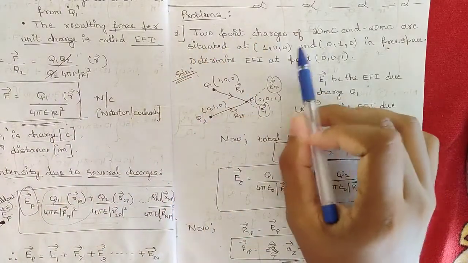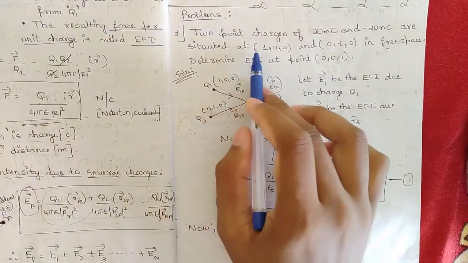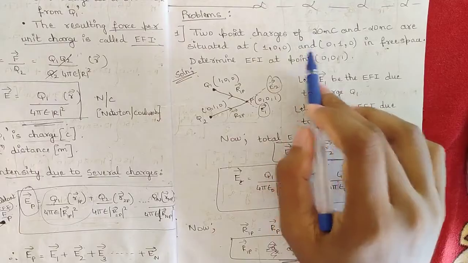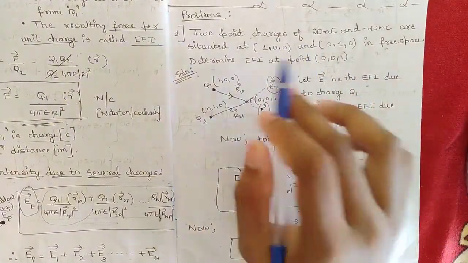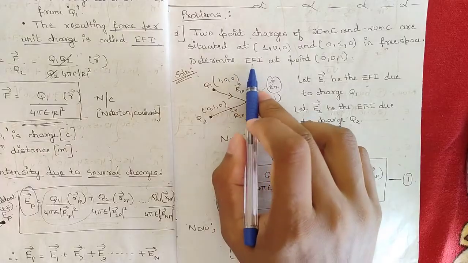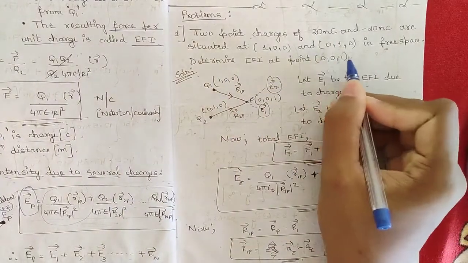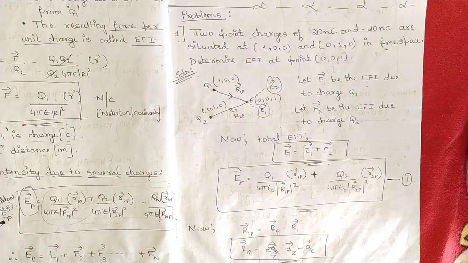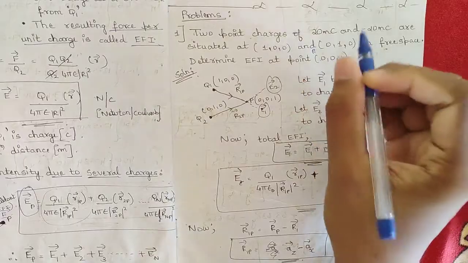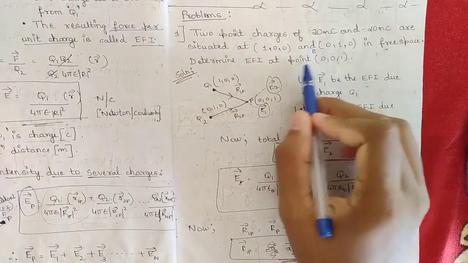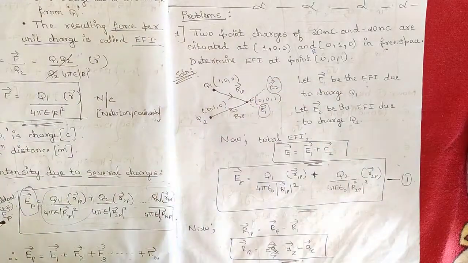Two point charges, 20 nanocoulomb and minus 20 nanocoulomb, are situated at (1,0,0) and (0,1,0) in free space. This is the question given. We should determine the EFI, that is electric field intensity, at point (0,0,1). They have mentioned this as point P, where the coordinates of P(x,y,z) are (0,0,1). So according to that, draw the pictorial representation.